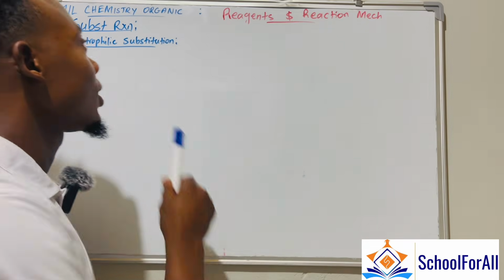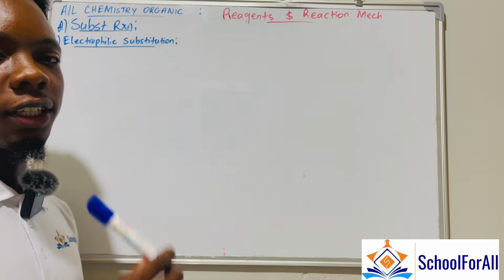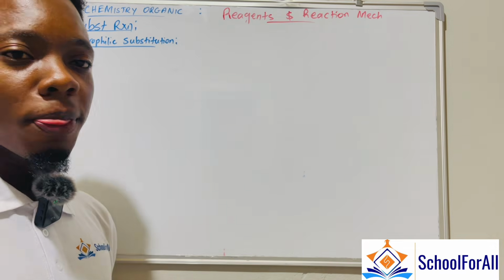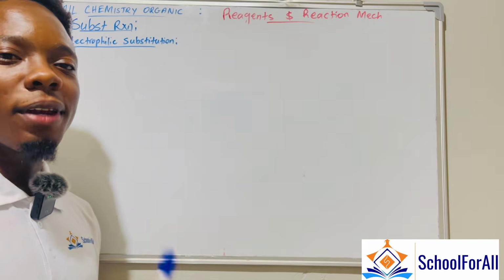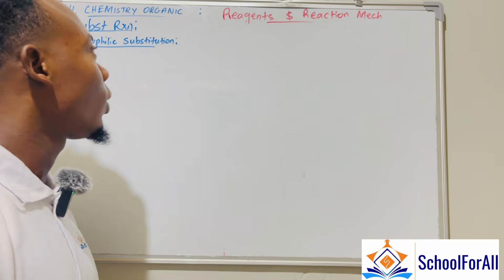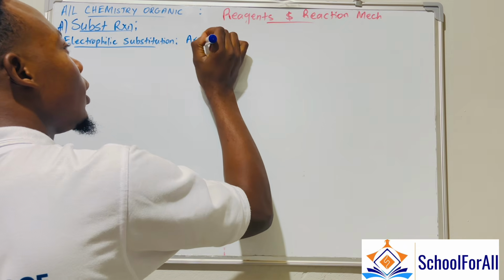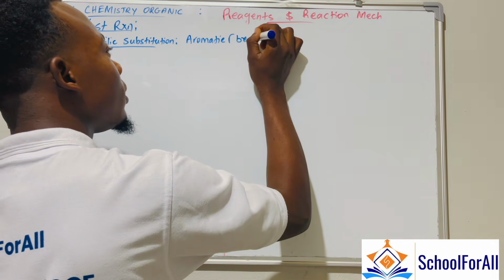Now we enter into our small p, that is the electrophilic substitution reaction mechanism. What is an electrophilic substitution reaction mechanism? It is a reaction in which an atom or group is replaced by an electron deficient or electron poor species. Alright, so it generally occurs in what? It occurs in aromatic compounds, that is, compounds containing the benzene ring.